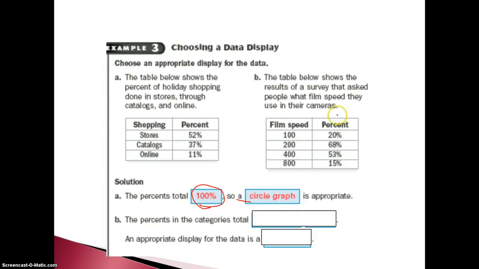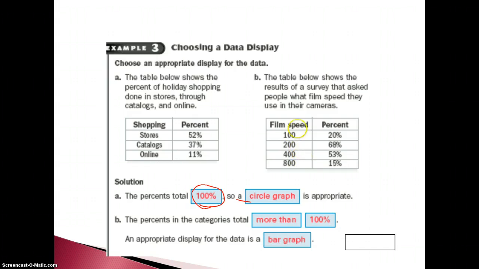And then for B, they don't total, that's more. And I would say that you want to use a bar graph because the film speed is your category.